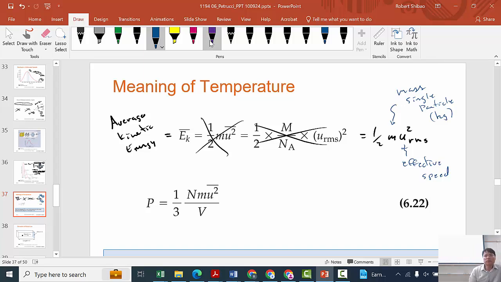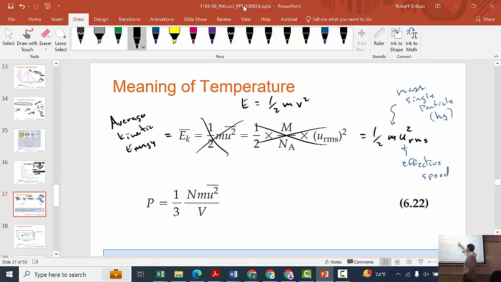This comes from Newton's law. Newton's law has an equation for energy: E is equal to 1/2 mv squared. So if I wanted to calculate the kinetic energy of an object moving at some speed, I'd use this equation. I'd need to know the mass of the object, and I need to know the velocity of the object.